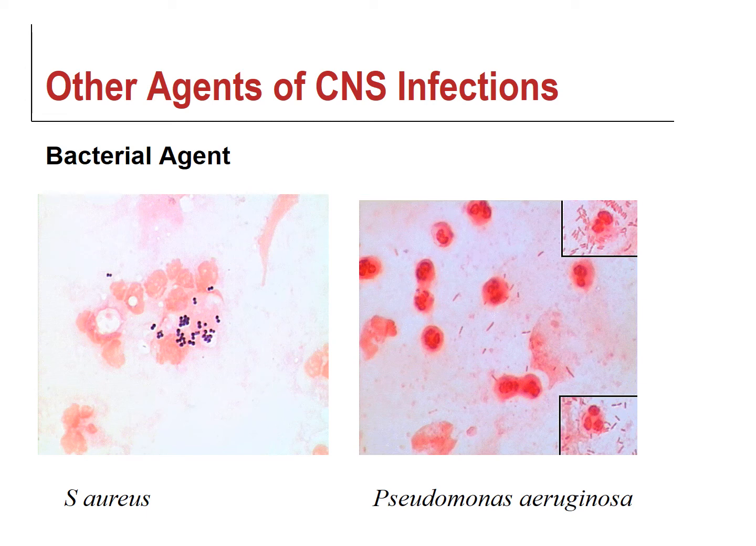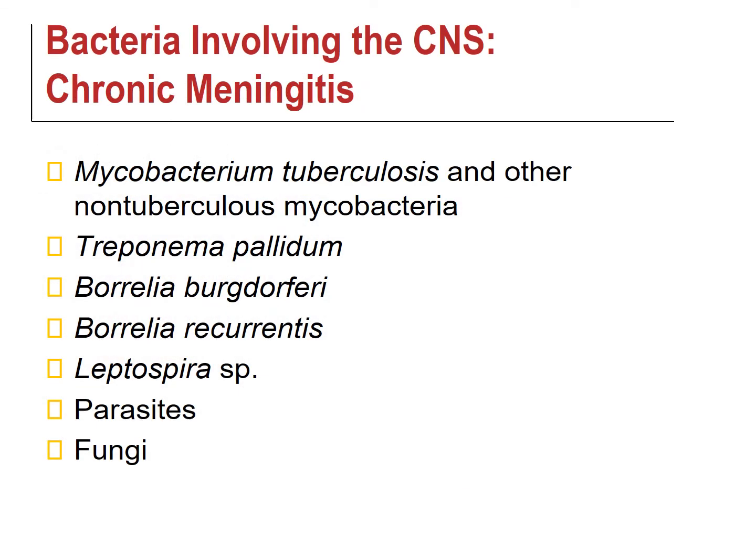Remember that other agents of CNS infections may include, and this is where coagulase-negative staphylococcus may become significant, patients with CSF shunts. Why? Because coagulase-negative staph is a normal skin flora that may eventually colonize the shunt. Briefly, other bacteria that involve the CNS that may cause chronic meningitis may include Mycobacterium tuberculosis and other non-tuberculous mycobacteria, the spirochetes, Treponema pallidum, Borrelia burgdorferi, Borrelia recurrentis, Leptospira, and certain parasites and fungal agents.